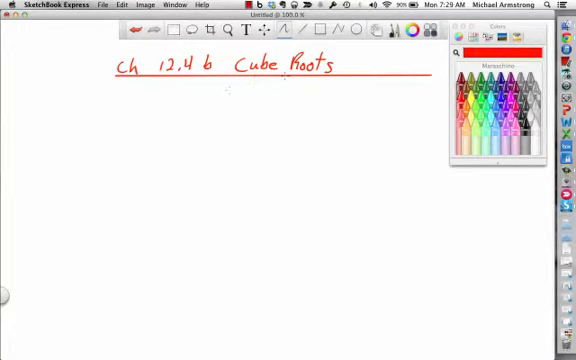Okay, 12.4b is about cube roots. Cube roots, square roots. Remember, the square root of 4 is 2. The square root of 9 is 3, because 2 times 2 is 4, and 3 times 3 is 9.